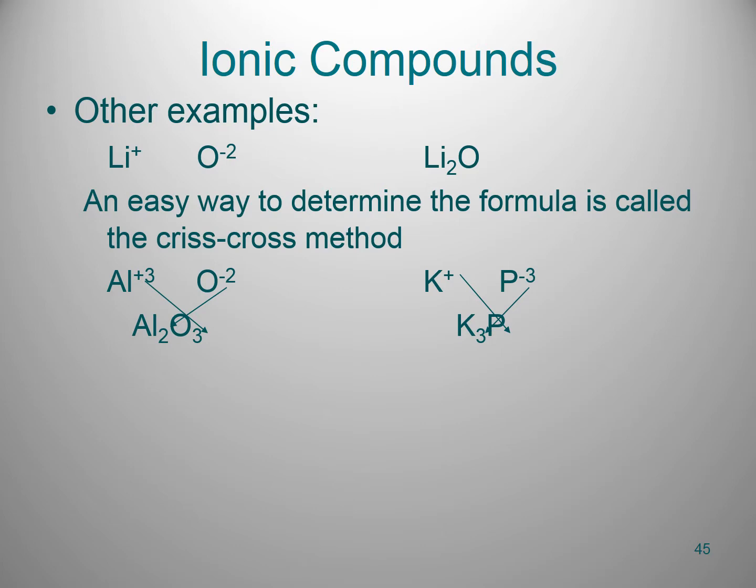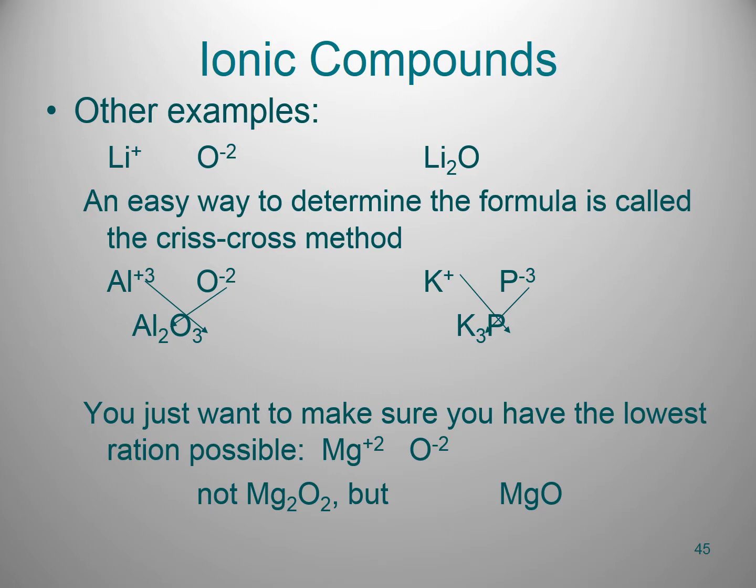The trick with the crisscross method, though, is that you do want the lowest ratio. So here, if you just look at Mg plus 2 and O negative 2, you would say, oh, well, they already are equal. So MgO is the lowest ratio, 1 to 1. If you did the crisscross method, you might come up with Mg2O2, and that's fine, but always take a minute and look and see if you can reduce it down any further. So in this case, the lowest ratio is 1 to 1, MgO. So that would be your best answer. So just be a little bit careful when doing the crisscross method.